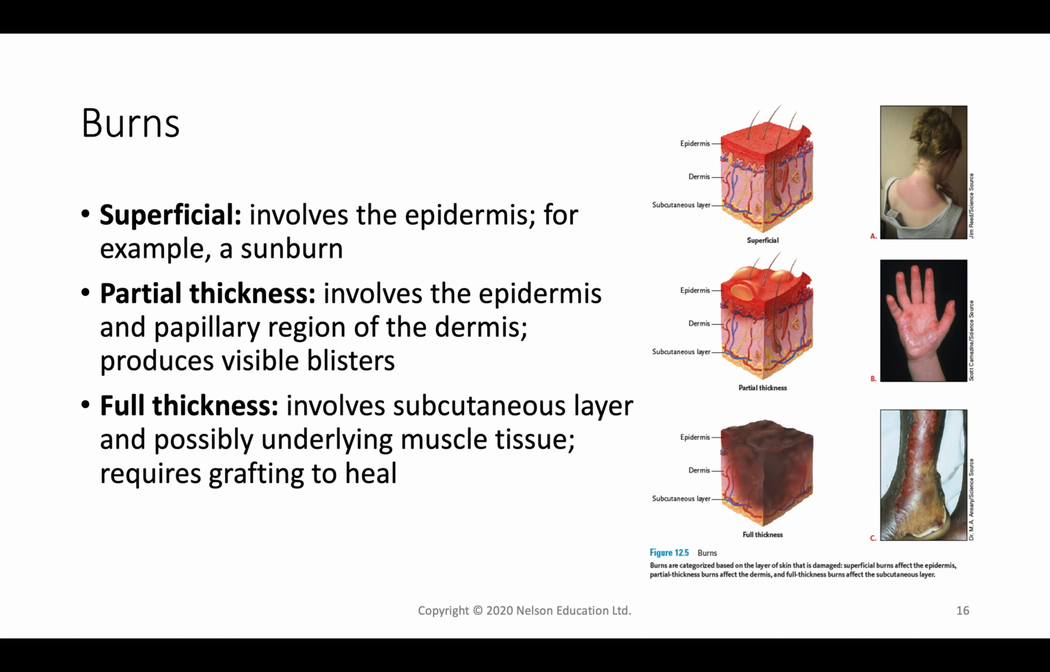Now, if we have a partial thickness burn, we've got the epidermis involved, but we also have the papillary region of the dermis, at least that top layer of the dermis. Remember that papillary region is where we have the dermal ridges that interact with the epidermal ridges, so dermal papillae interacting with the epidermal ridges. And this is also when we're going to start seeing blistering of the skin. So that top layer of skin is going to actually peel off from the stratum basale, and a bunch of liquid is going to pool there. That's going to form what we call these blisters.